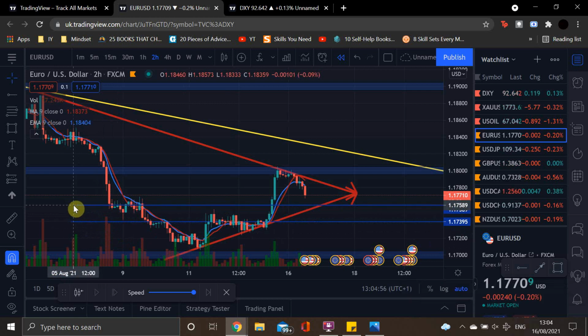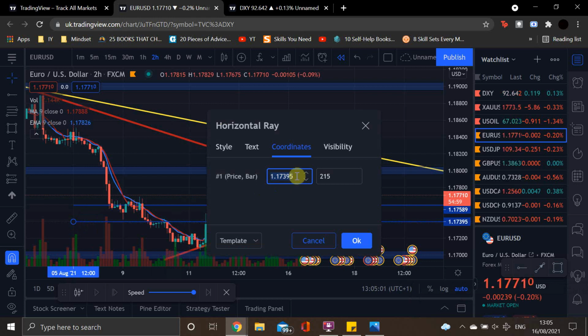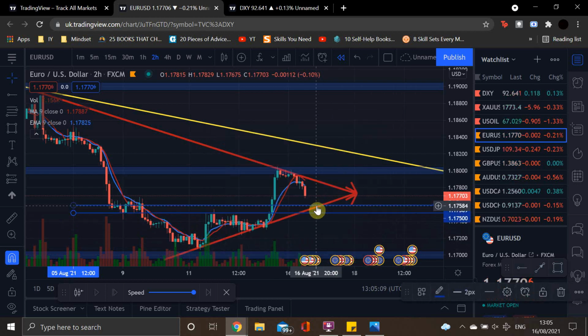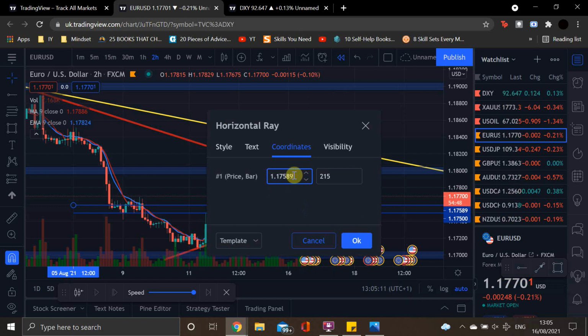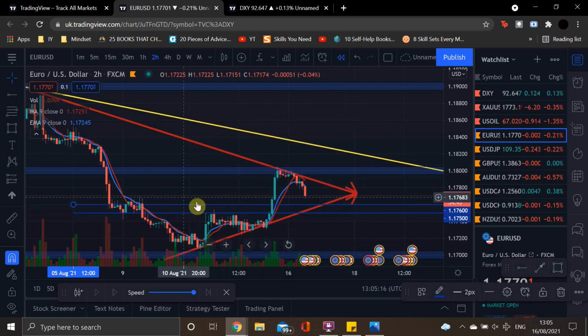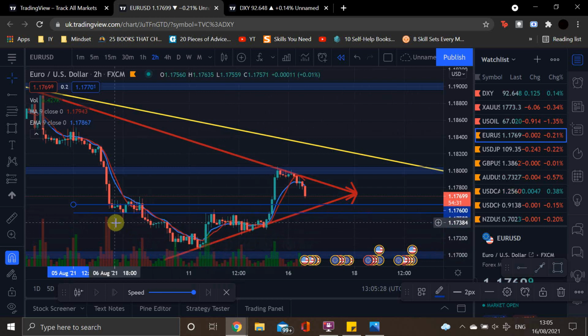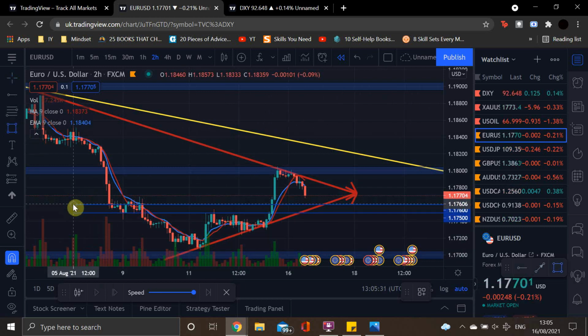Here maybe. So 1.175, is that right? Yeah, and then 1.176. Look, it reacted to these levels, so it went to this level and then broke out. It kind of reacted to this level and then broke down below. So that's technically a zone, right? Yeah, that is a zone. Interesting.